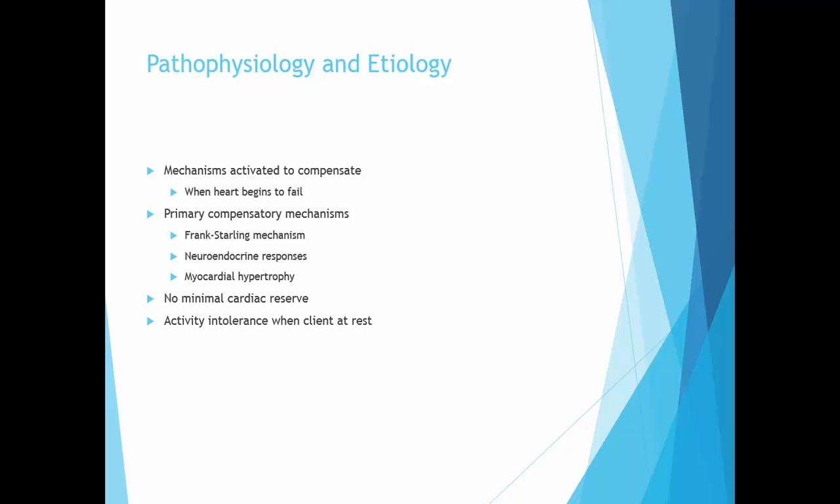In the Frank-Starling mechanism, the increased venous return increases the ventricular filling and myocardial stretch, increasing the force of the contraction of the heart. So basically, the greater the stretch of the cardiac muscle fibers, the greater the force of the contraction, and that's the Frank-Starling mechanism. In myocardial hypertrophy, increased cardiac workload causes myocardial cells to hypertrophy and the ventricles to dilate.